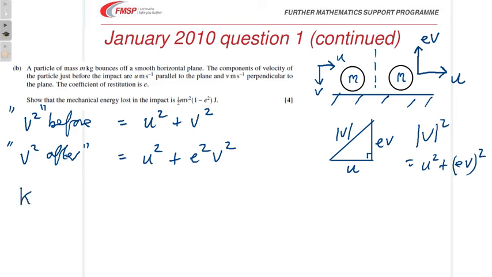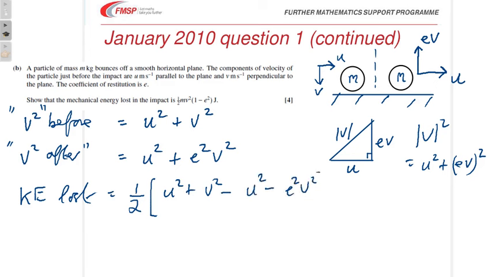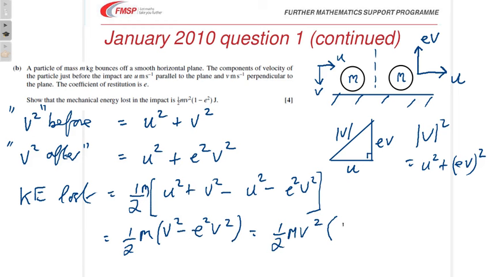Okay, so the KE lost is a half m, well, the one before will be the bigger one, so it's a half m into u squared plus v squared minus u squared minus e squared v squared, taking the difference. There's your m, the u squareds have cancelled, half m, v squared minus e squared v squared. Does that give what they want? Yeah, it does if we take the v squared out. So half m v squared, bracket 1 minus e squared. Okay. Just tidying this up and making it completely correct. That's a vector, so it should have a line under it. Yeah, that's the end of this question, 4 marks for this last part.